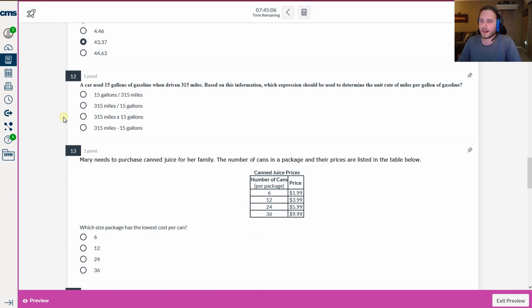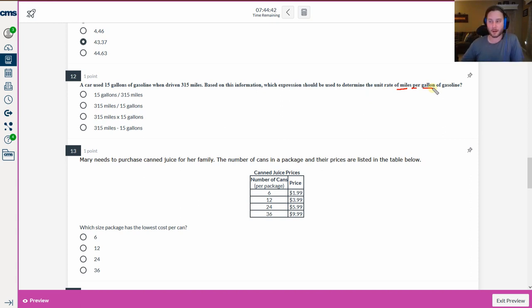For number 12, this one says a car used 15 gallons of gasoline to be driven 315 miles. Based on this information, which expression should be used to determine the unit rate of miles per gallon? So again, here it is, miles per gallon. It's telling us which numbers to divide by which.